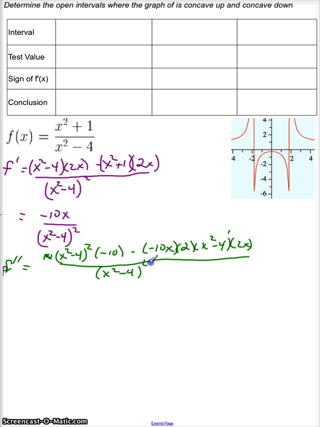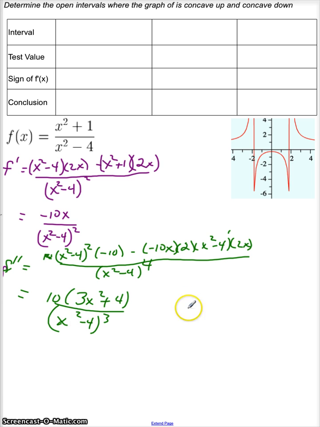To the fourth. Now, when I simplify this, I'm going to be able to factor out an x squared minus 4. I don't have a lot of room, so I'm not going to try and do it here. This becomes 10 times 3x squared plus 4 divided by x squared minus 4, and this is going to be cubed. Now, the numerator is always positive, and the denominator can be negative, it can be positive. So when we look for sign, all I'm really going to worry about is the denominator.